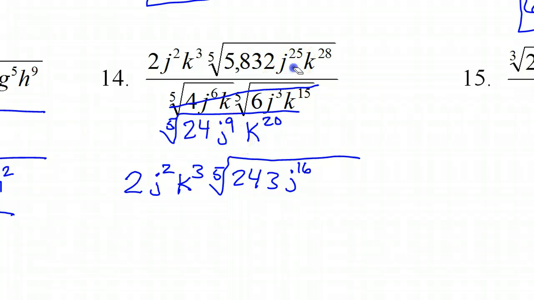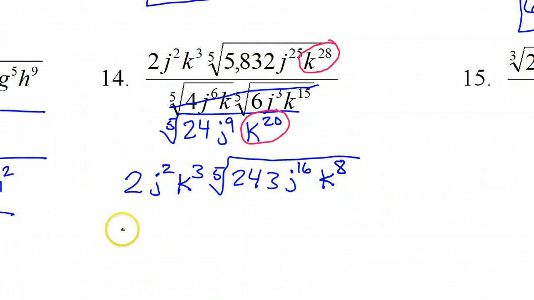Okay. Now looking at those k's, I'm looking at k to the 28th power and this k to the 20th power. Remember, I'm subtracting here. 28 minus 20 is 8. So I'm going to have k to the 8th power. Alright, so it doesn't look so bad anymore. Now again, this part in the front is just going to sit there. So I have 2j squared k to the 3rd power.